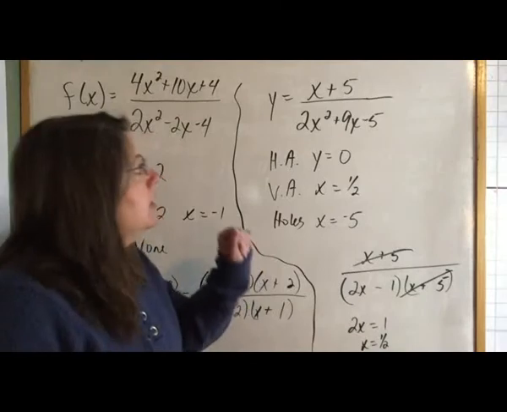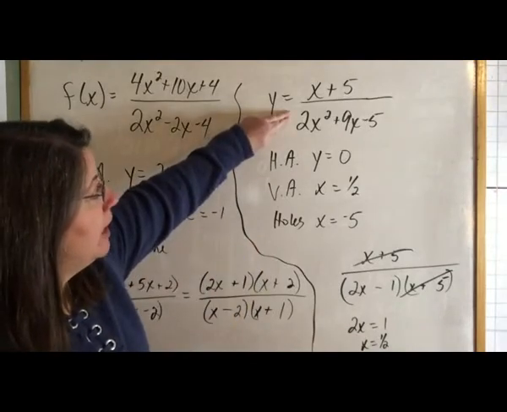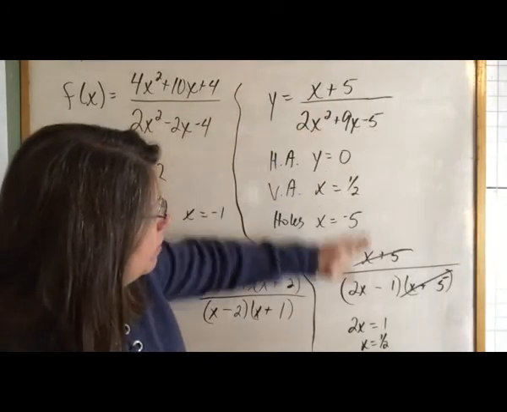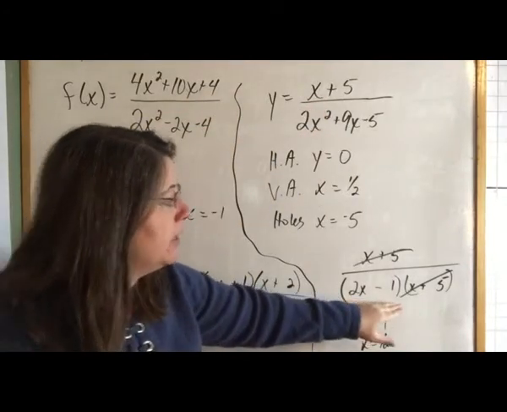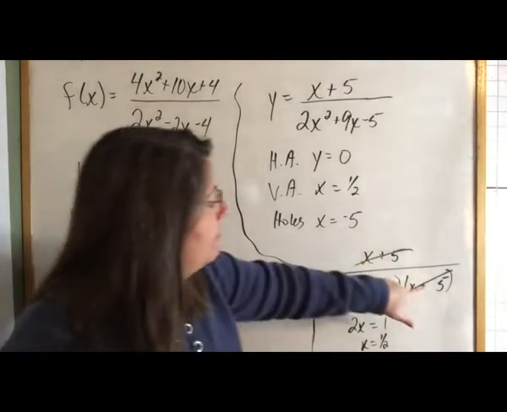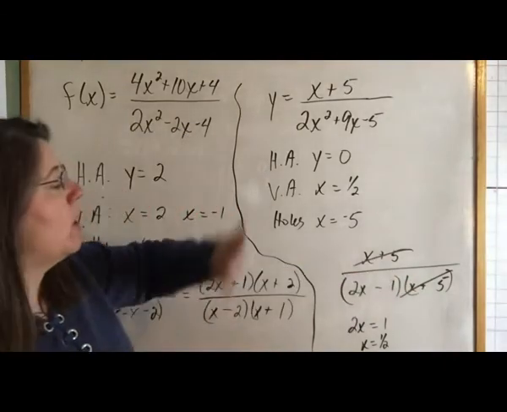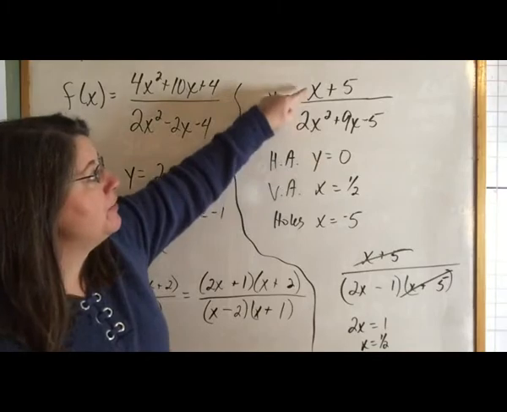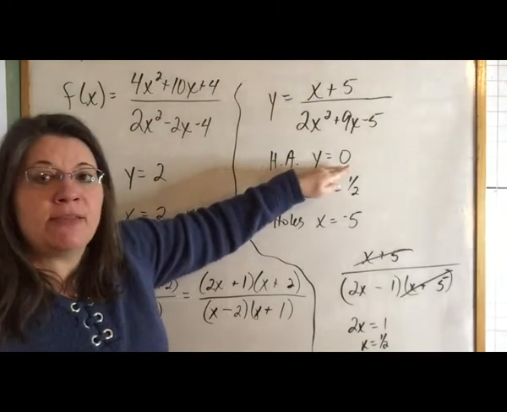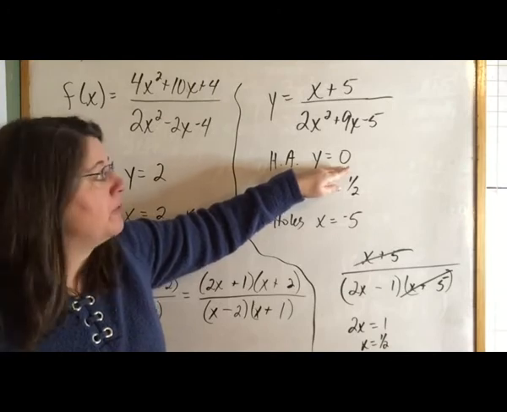In the next one, if I factor these, I end up with x plus 5 on top, which didn't factor, and on the bottom, I have 2x minus 1 times x plus 5. And then the x plus 5s did cancel in that case. So for my horizontal asymptote, notice the degree of the top is less than the degree of the bottom, so that automatically means we have a horizontal asymptote of y equals 0.